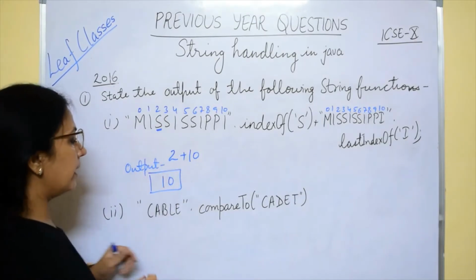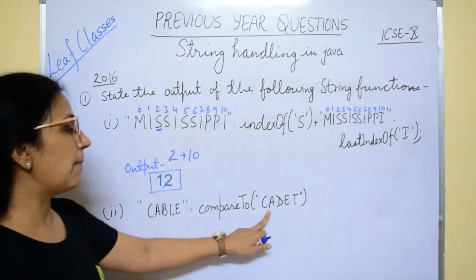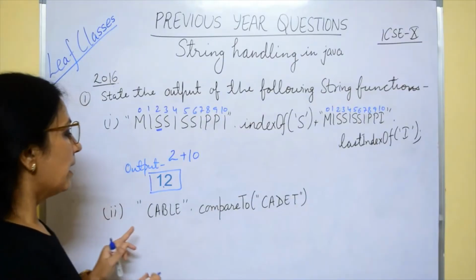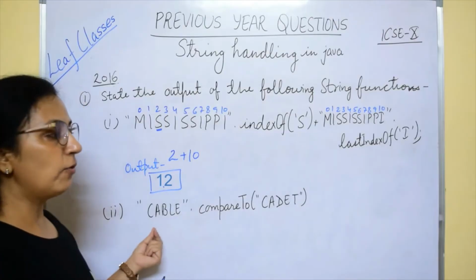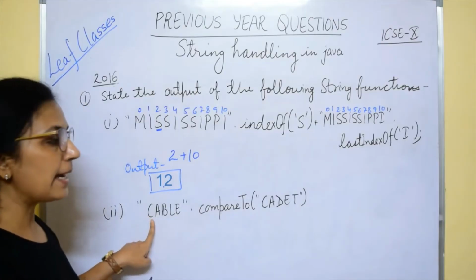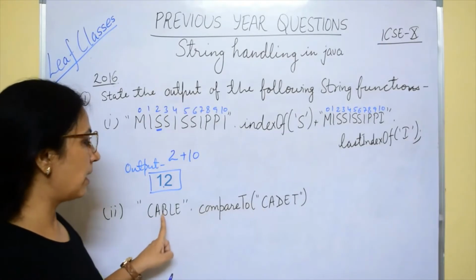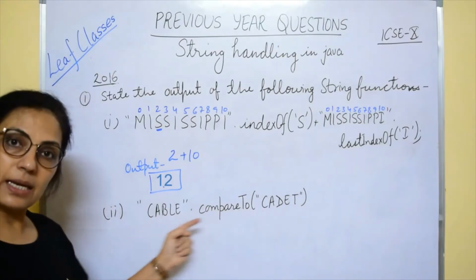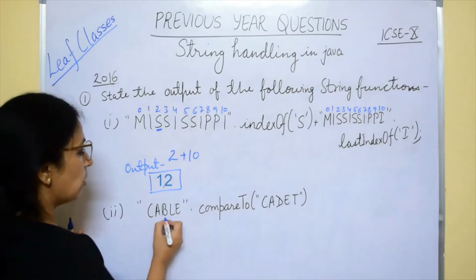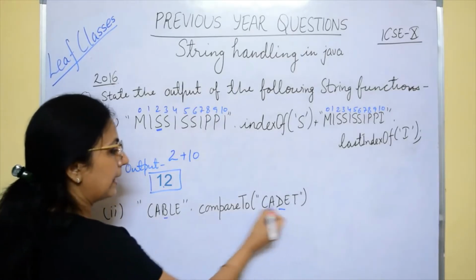Okay. The next is cable dot compare to cadet. Now the compare to function uses ASCII values for comparison. If the first characters of both strings are the same, then it goes to the second character. Here the second character is also the same, so now it will go to the third character.